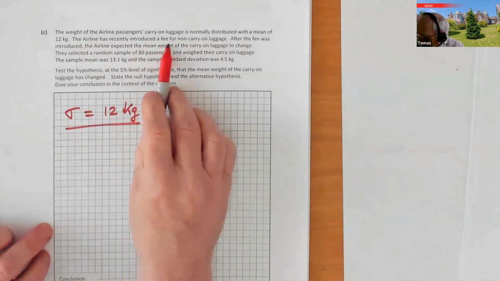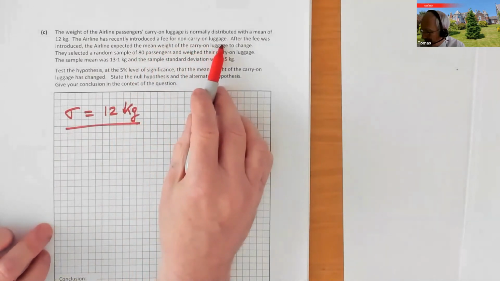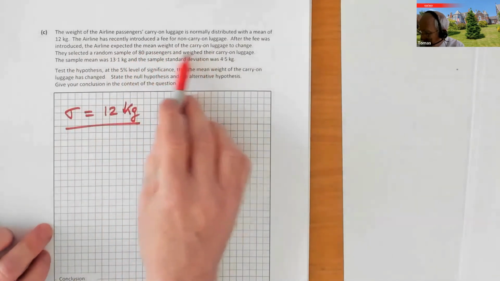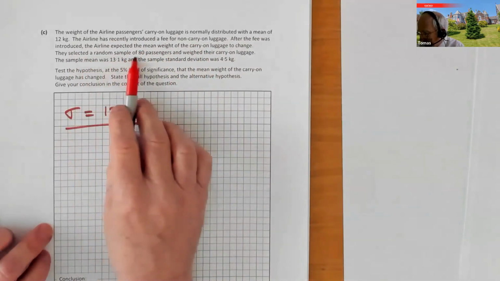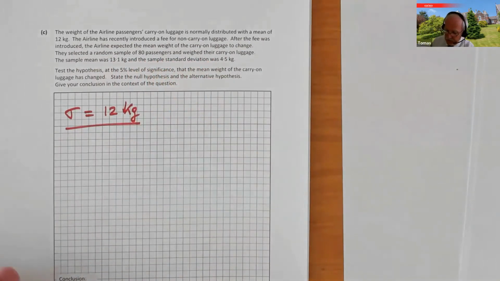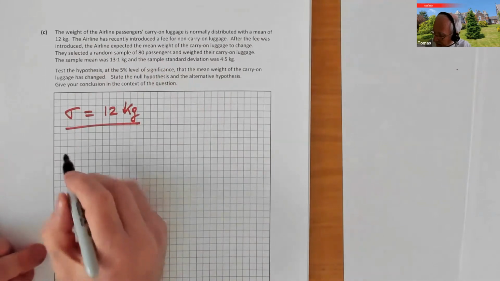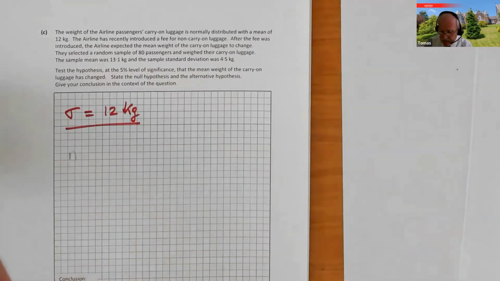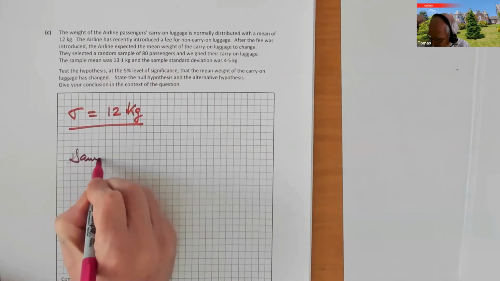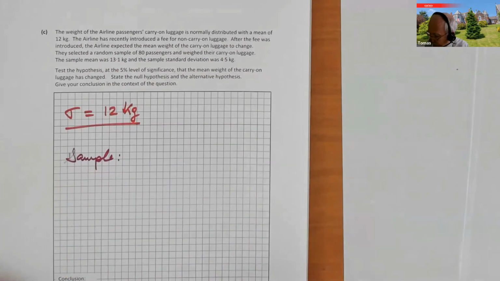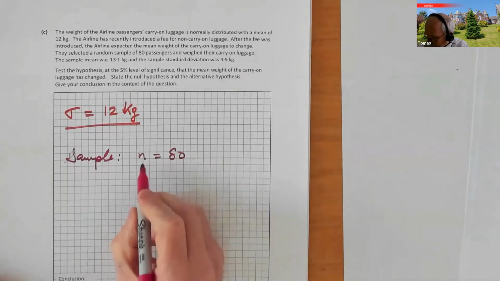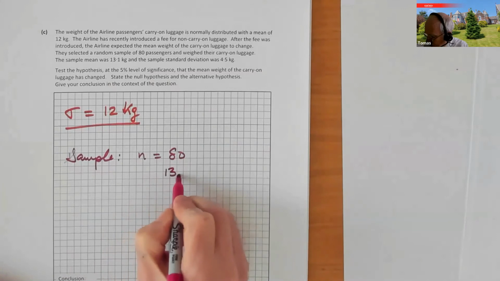The airline recently introduced a fee for non-carry-on luggage. After the fee was introduced, the airline expected the mean weight to change. They selected a random sample of 80 passengers and weighed their carry-on luggage. So what's happening here is they took a sample, and this is really important, they give these hints in the question. They took a sample where n was equal to 80, and the sample mean was 13.1.